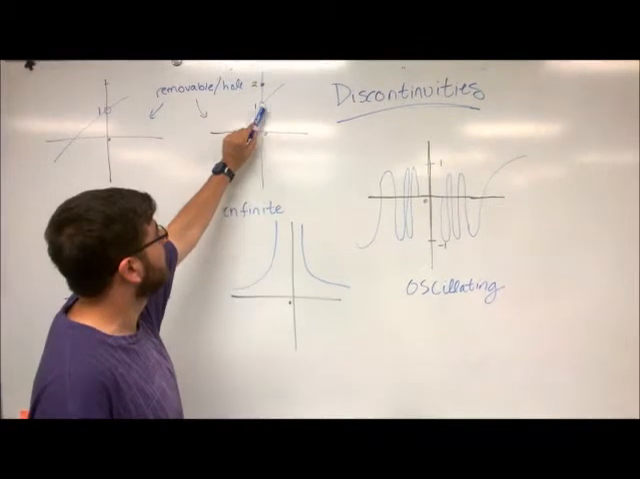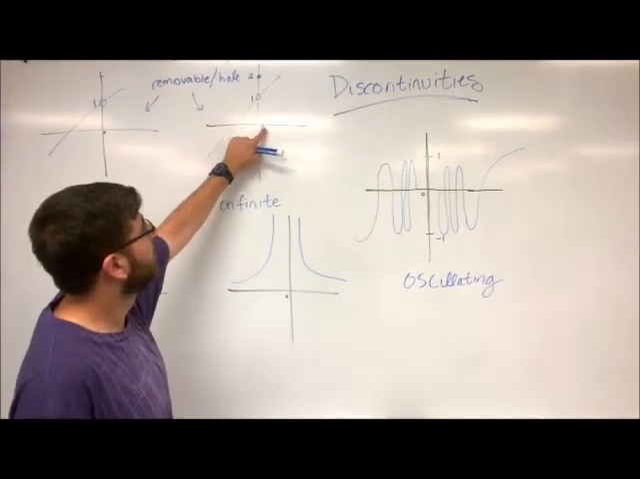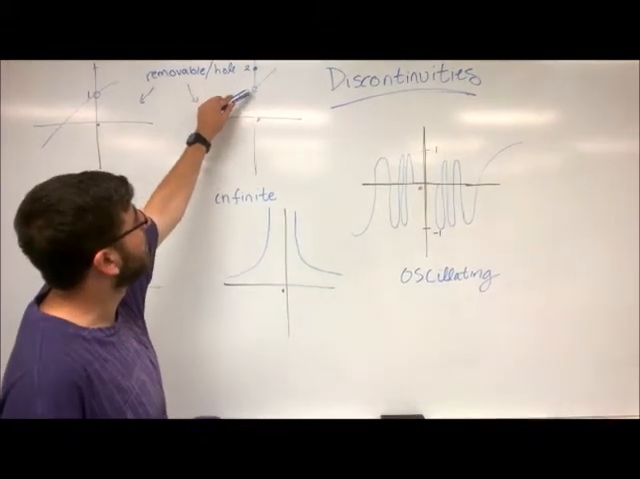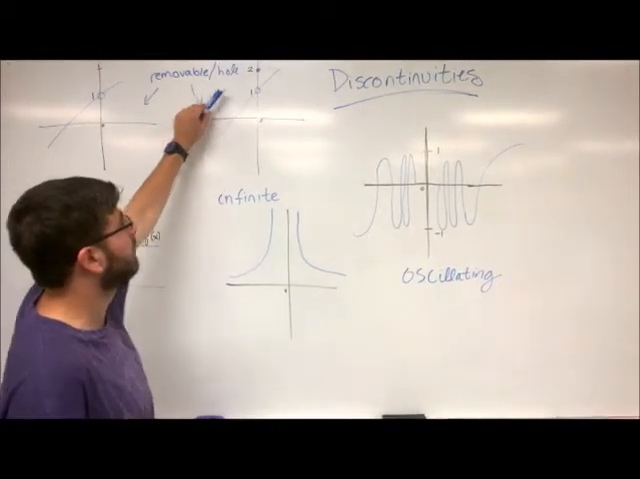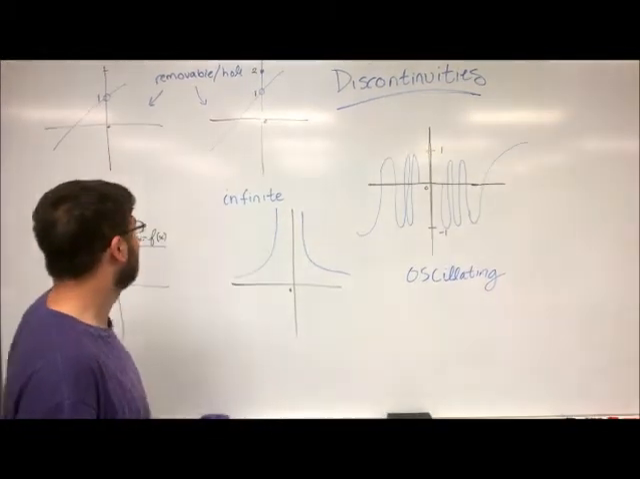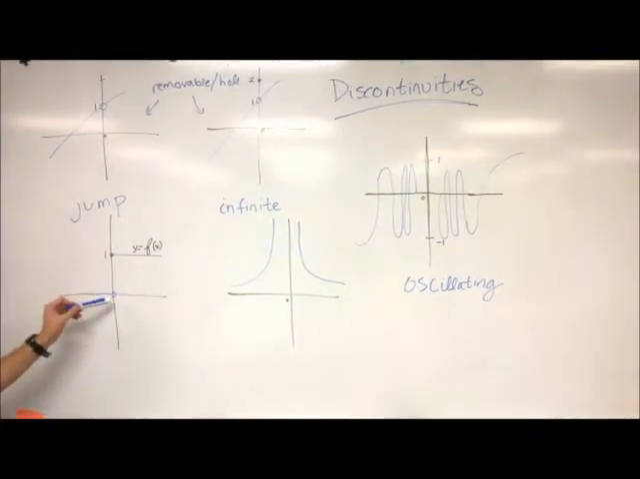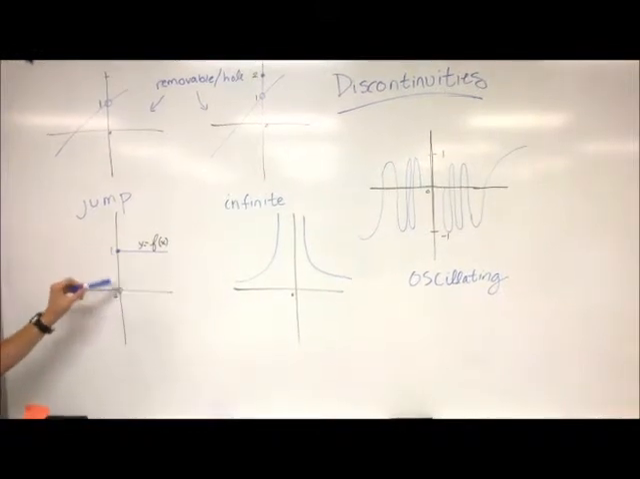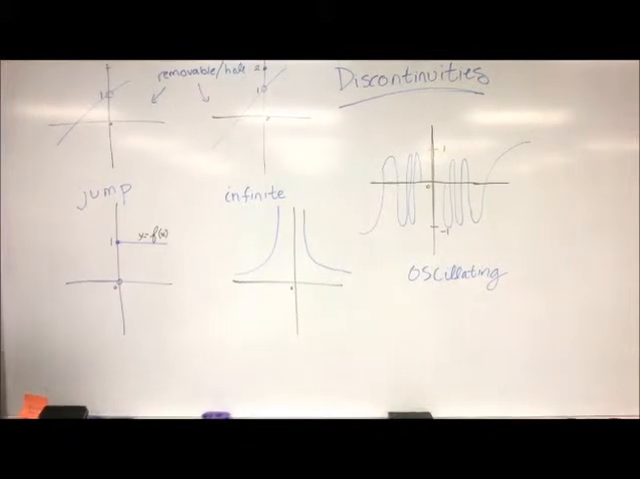And right here, the actual value is right there, but there is a hole right there, so it would be discontinuous as well. And that's removable because the value is up here instead of right there. Right here, this is a jump discontinuity because it jumps right here. So the actual value is up here, there's a hole right here, but then it jumps and then keeps going.